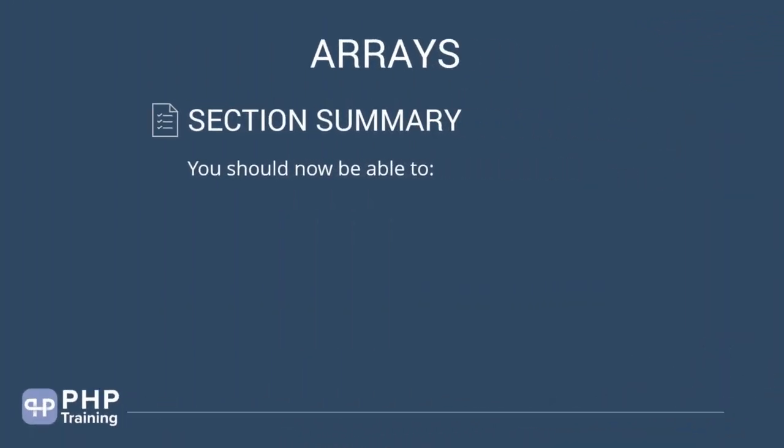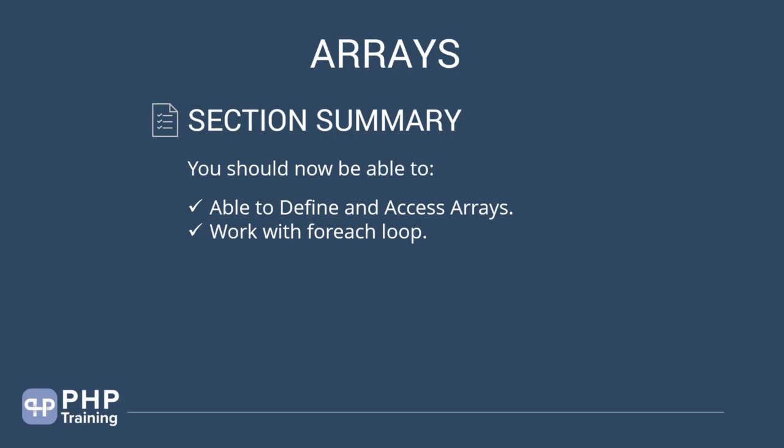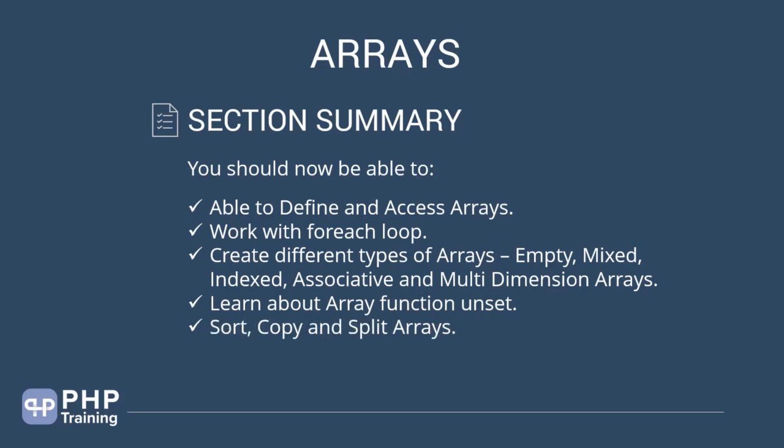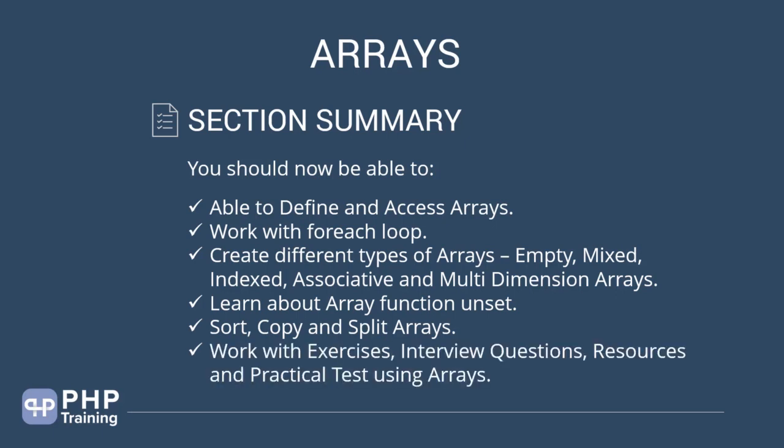Welcome to the summary section. Let's do a quick summary on what you have learned in the arrays section. So by now you should be able to define and access arrays. You should be able to iterate all the elements of an array using a for each loop. Then you should be able to create different types of arrays like mixed, indexed, associative and multi-dimension arrays. You should know how to use a function called unset within arrays. You should be able to sort, copy and split arrays, and I believe you have worked through exercises, interview questions, resources and assignments using arrays. Well, that's all about arrays, and I'll see you in the next one.